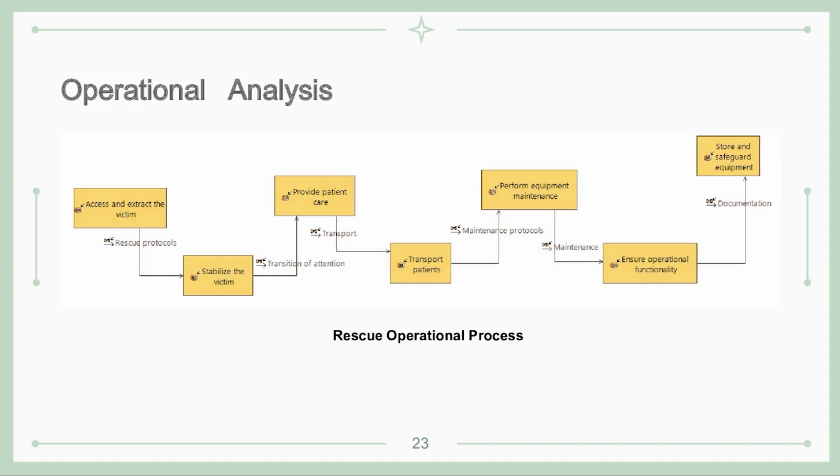The operation starts with the access and extract the victim phase, where rescuers follow pre-trained protocols, and once stabilized, the victim is extracted and transferred to paramedics in the ambulance for transportation to a medical center. After patient delivery, the operation continues with equipment maintenance, cleaning, inspecting for damage, and ensuring readiness for future missions. And finally, the equipment is securely stored, prepared for the next operation.